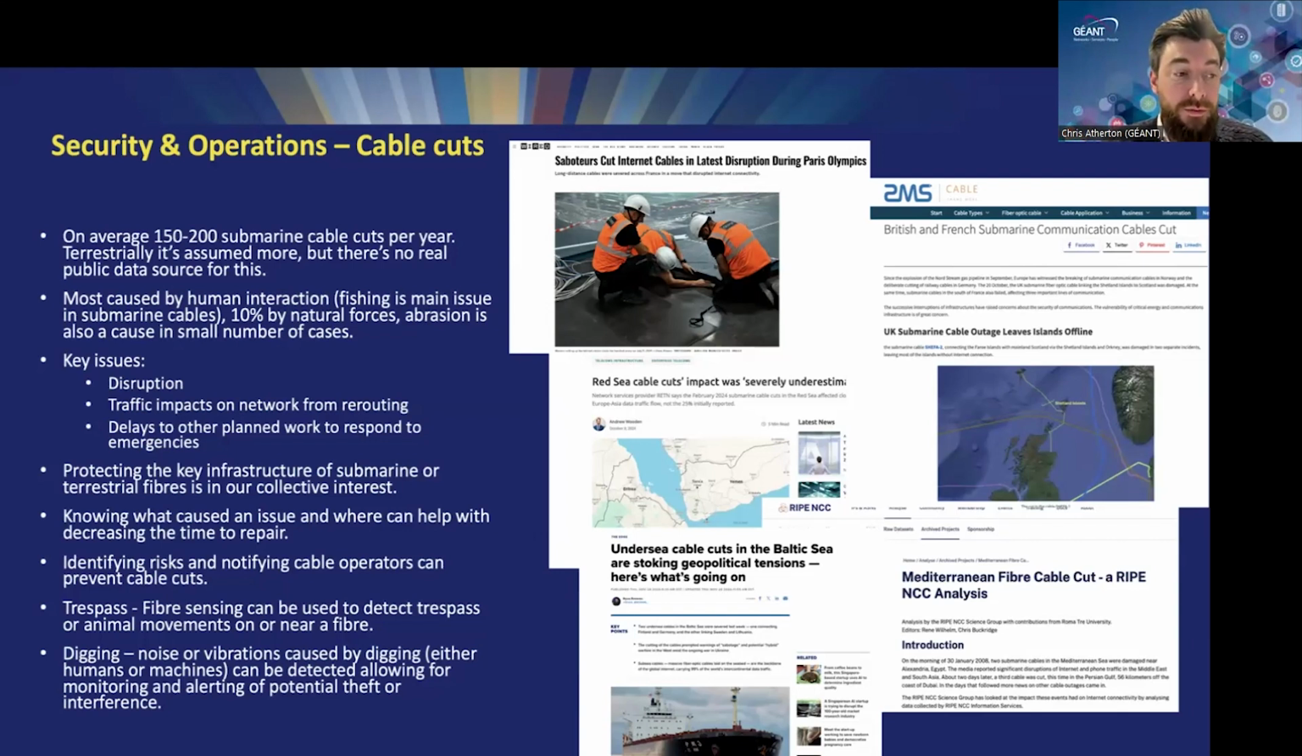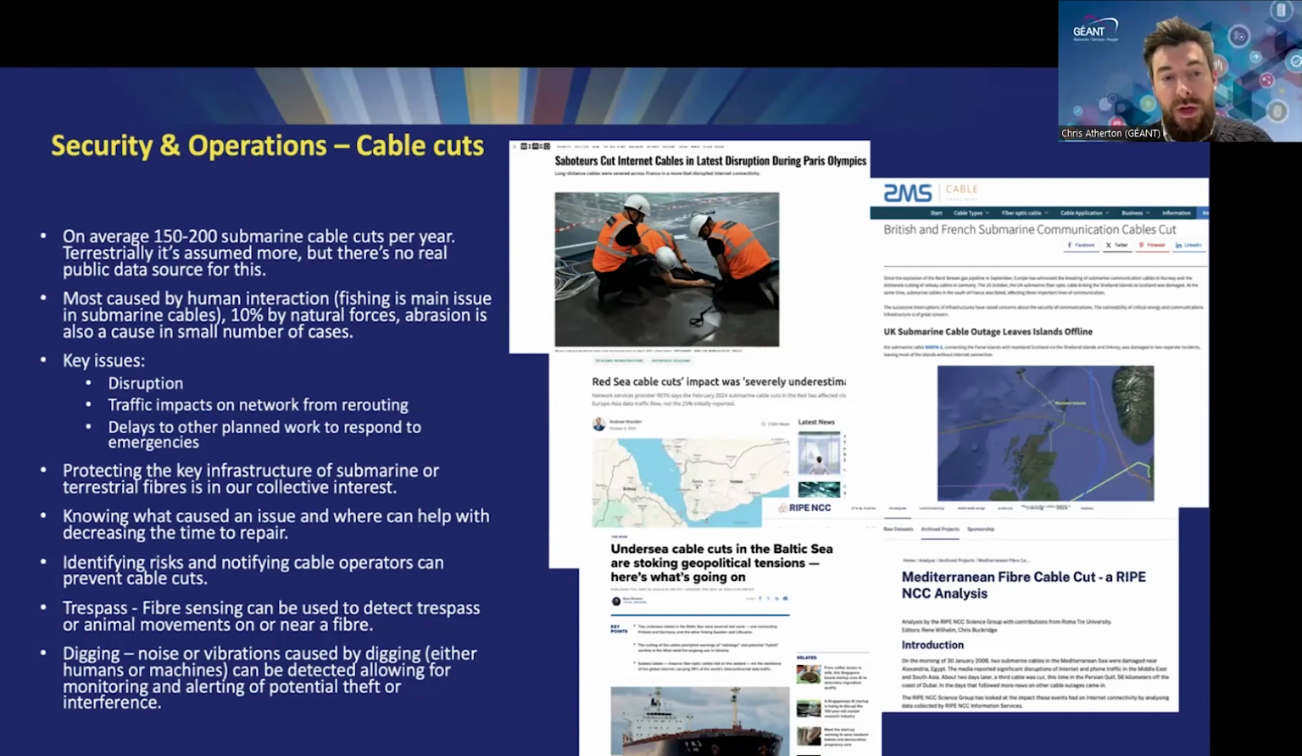With some of the cable sensing techniques, we'd be able to, in real time, keep track of those suspensions, so we can identify them in advance, plan the work in, and prevent a cable cut or a disruption from occurring.